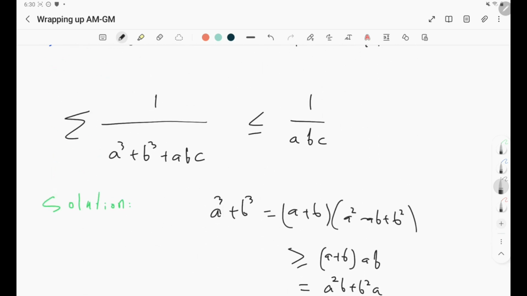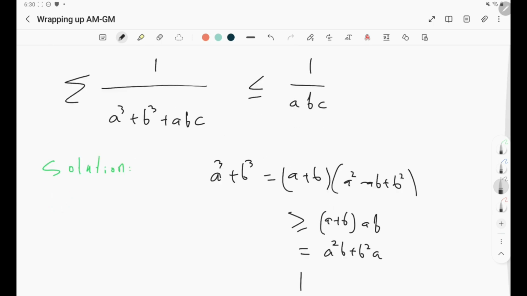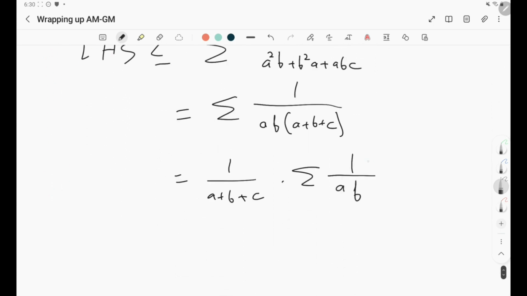What do we need to show? This is less than 1 over ABC. Let's take the ABC there. If we take the ABC here, multiply this by ABC, then clearly this will be super nice, because this will be just AB, for example, here will cancel. We'll just have C.